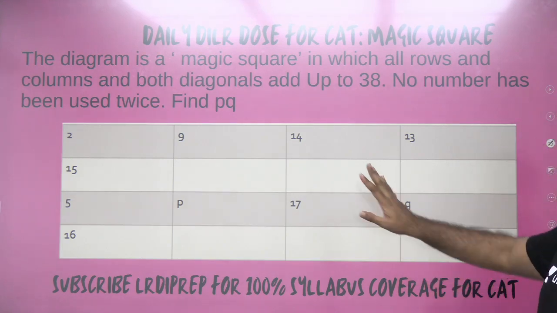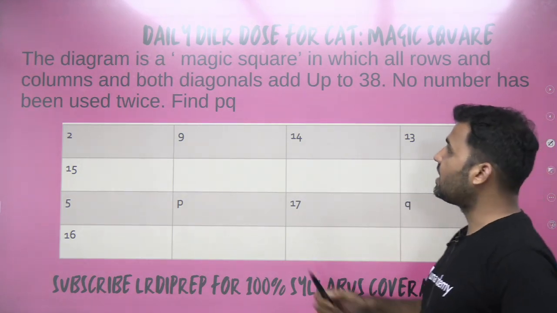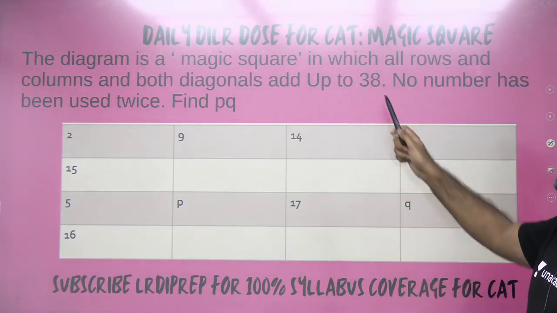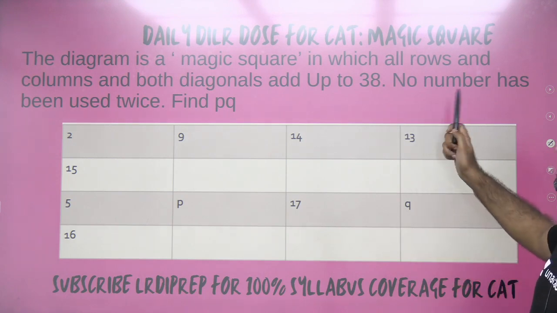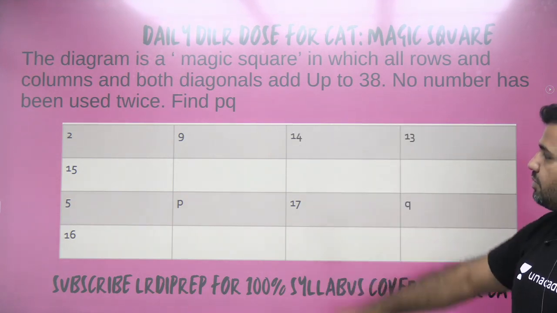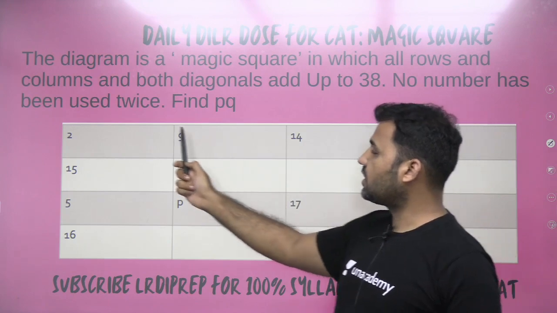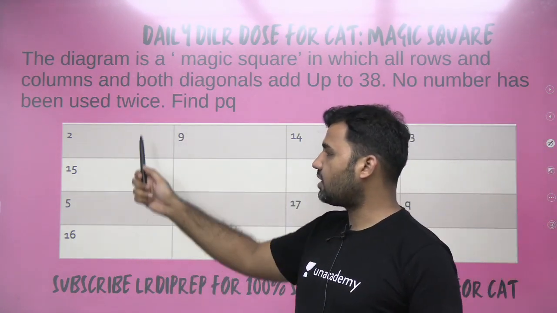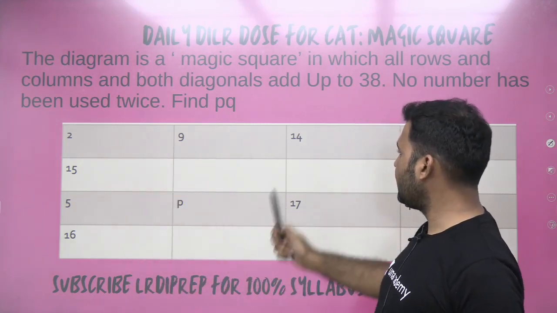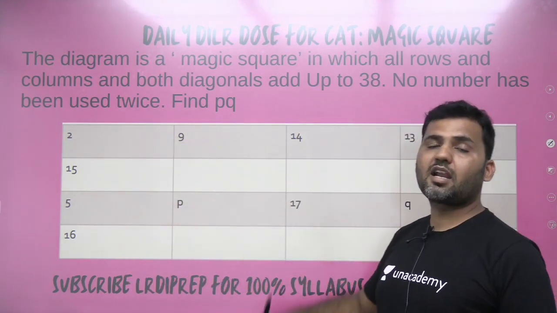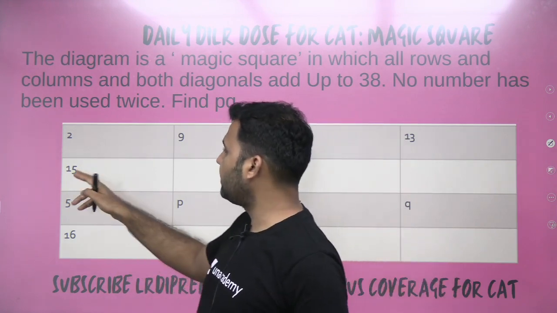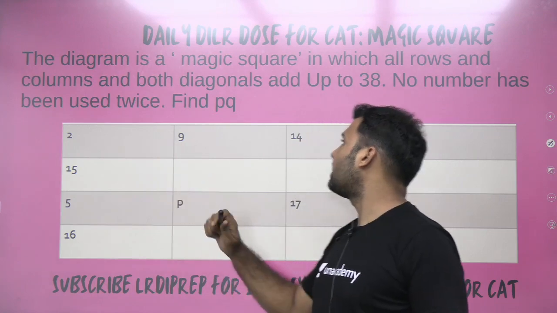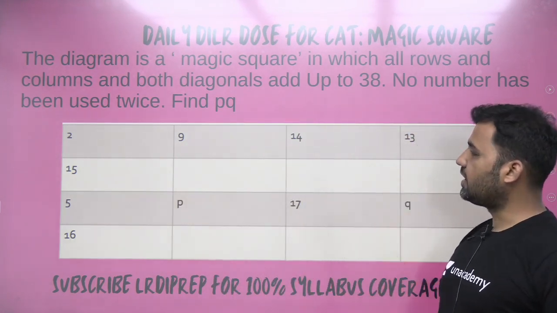Let's have a look at the set here that we are supposed to discuss. It says the diagram is a magic square in which all rows and columns and both diagonals add up to 38. No number has been used twice. Find PQ. So in this magic square, all the values row wise and column wise should add up to 38. For example, here you can check 15 plus 2 is 17, plus 5 is 22, plus 16 is 38. 2 plus 9 is 11, plus 14 is 25, plus 13 is 38, right?